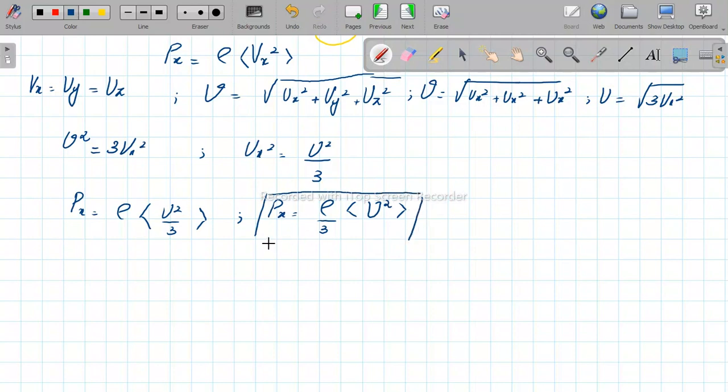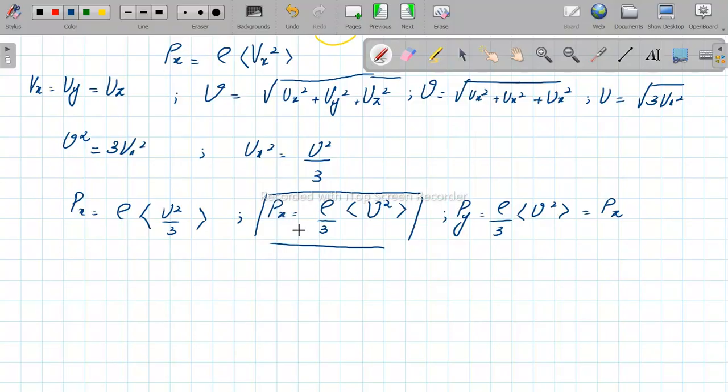for pressure in one dimension, and the same is applicable for Py and Pz. We can write P equals rho over 3 average of V square, and the same applies for Pz as well. This is the expression in terms of density.